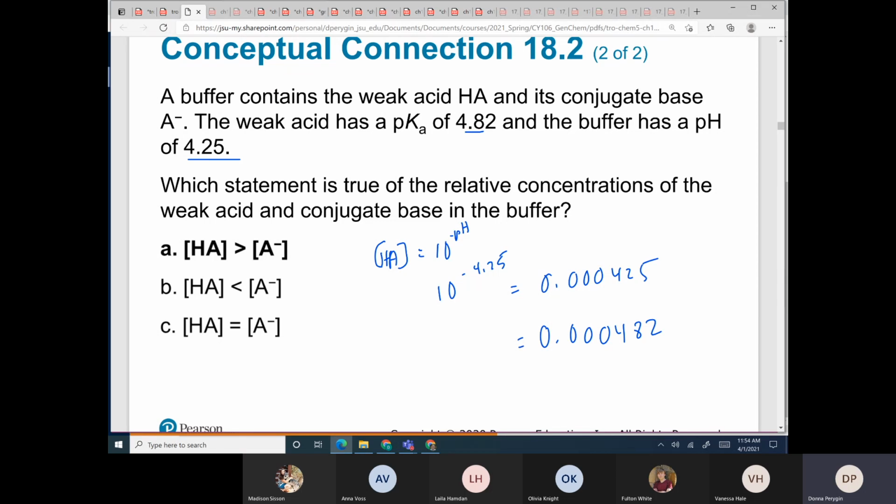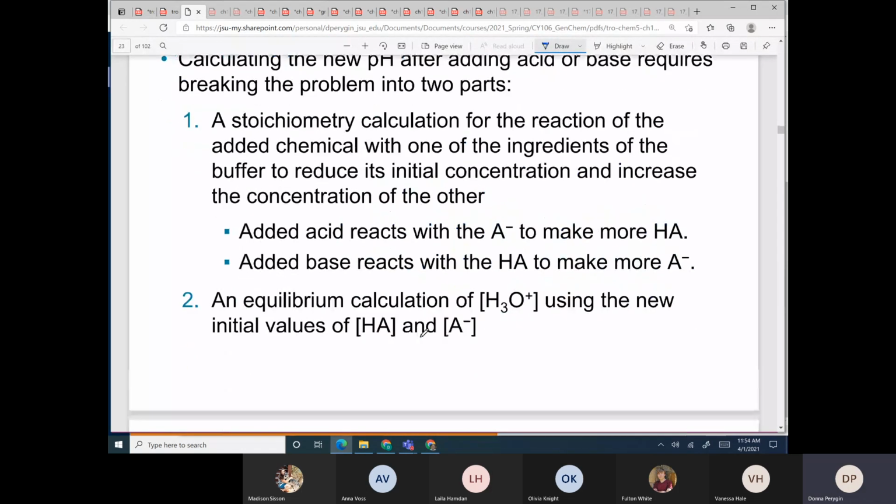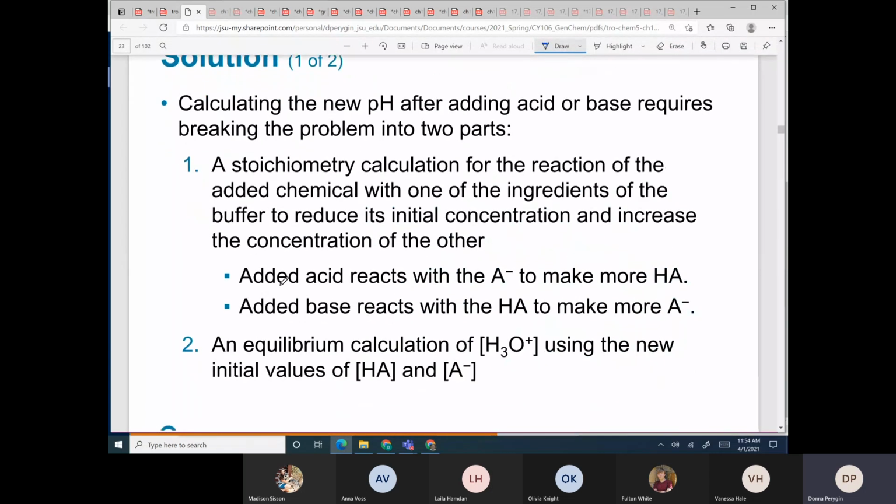It means that the acid is going to be larger than the conjugate base because the pH is 4.25 and the pKa is 4.82, which is a little bit larger number than the number for the conjugate base. Okay. All right, so let's not worry about that too much. Let's think about how we can do these problems.